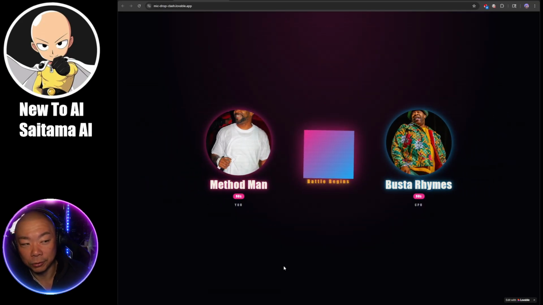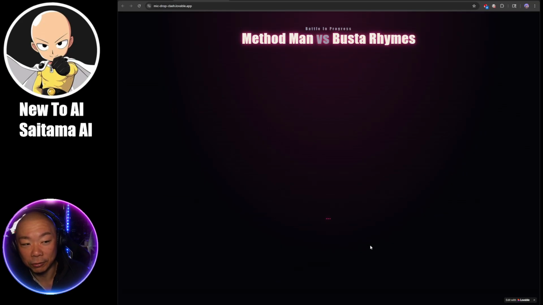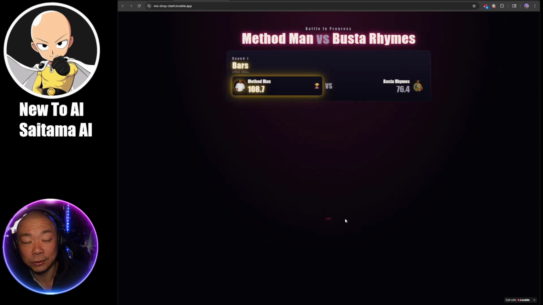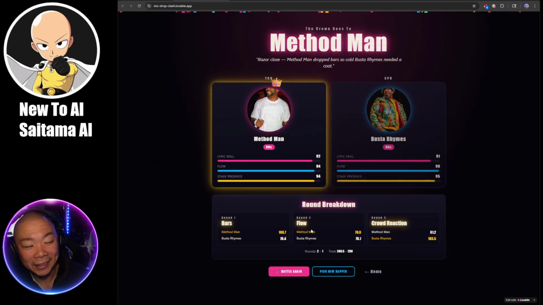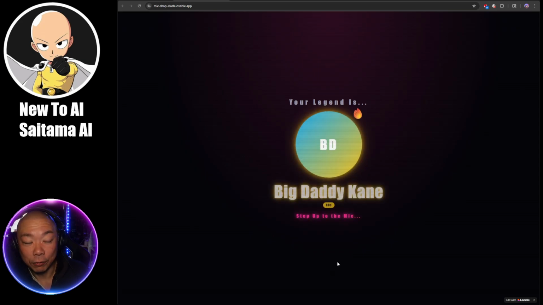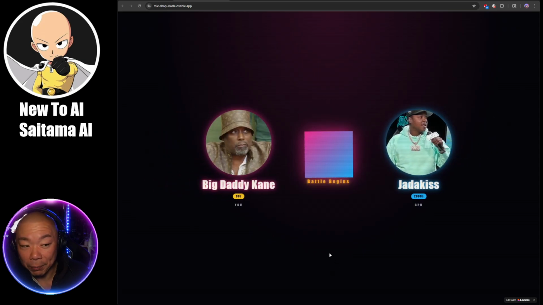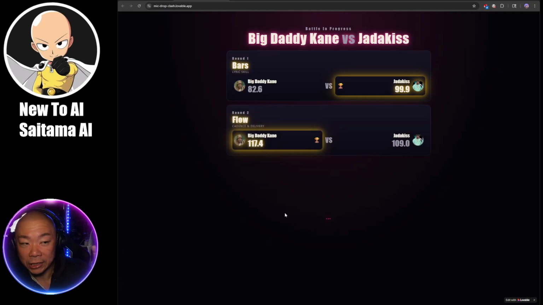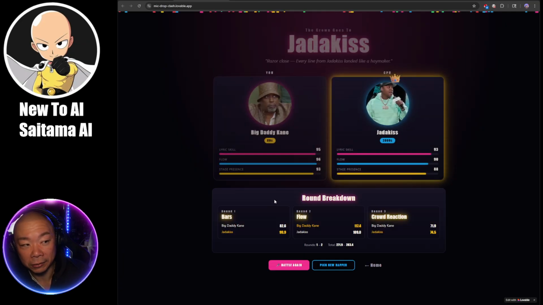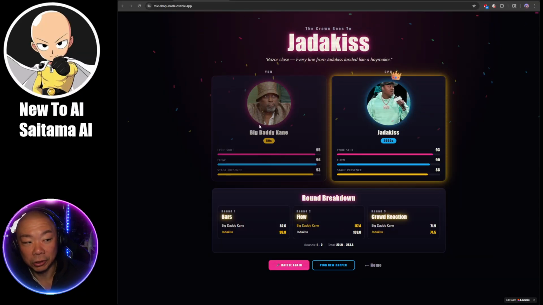Okay, so we do battle again. Method Man versus Busta Rhymes. I'm actually not too happy with Method Man's picture. I might have to prompt it to look for another one, or I supply it. And let's pick a new rapper. I don't know why initially when it shows the initials it doesn't have the picture, but when it actually plays in the battle, the profile picture does show up. So that's Big Daddy Kane versus Jadakiss.